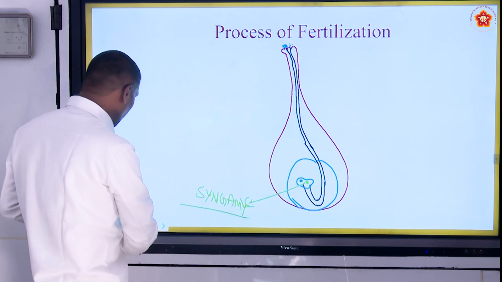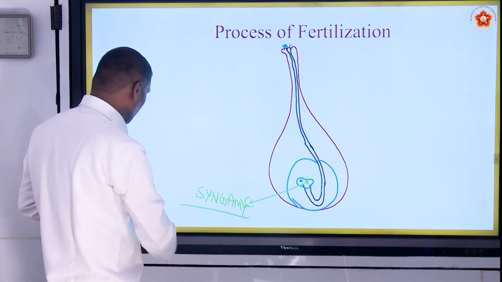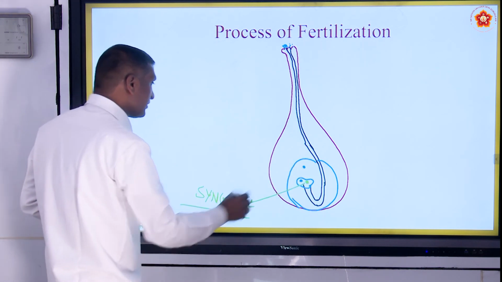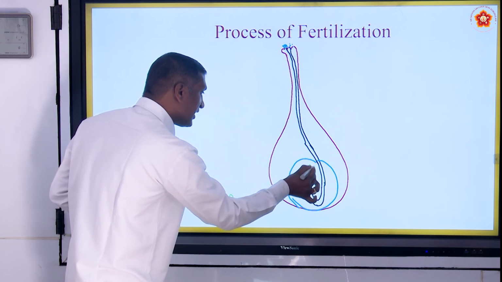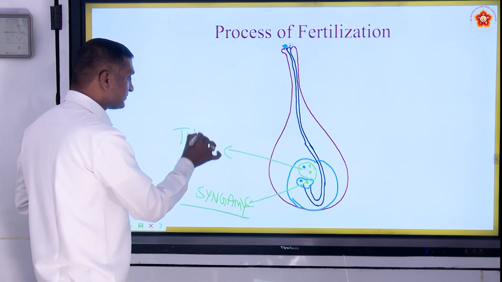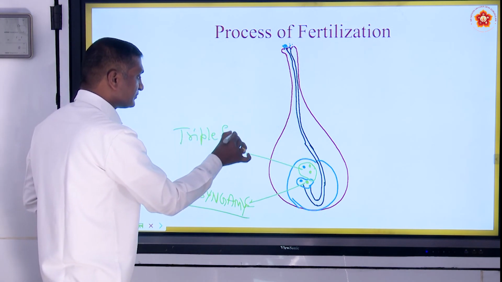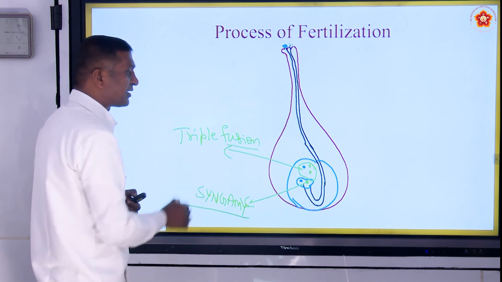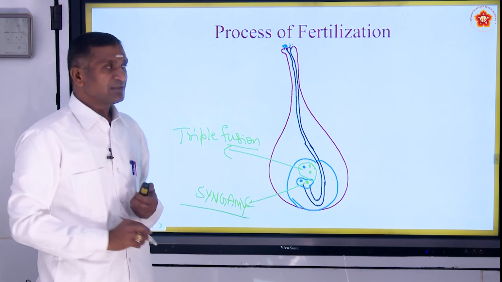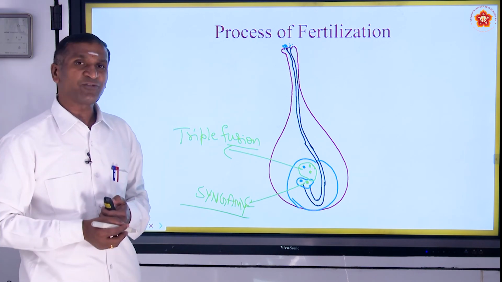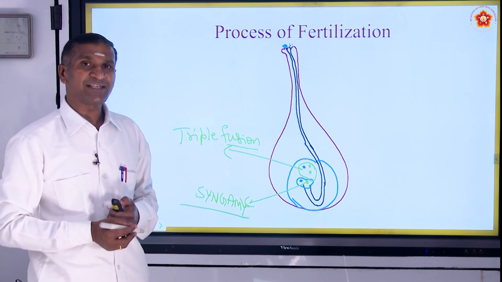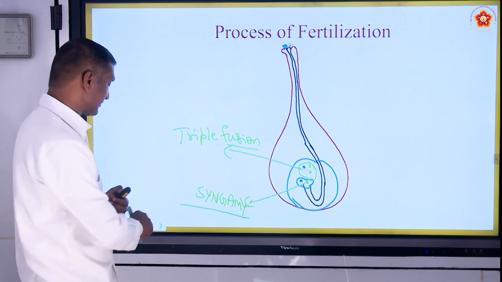Then when you think of another pollen grain, it combines with two nuclei, which is nothing but a triploid, which is triple fusion. Double fertilization to form the endosperm nucleus. So this is about the process of fertilization, where we can see the further changes in the flower.